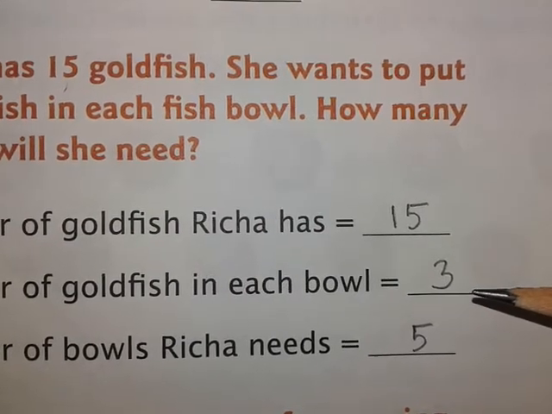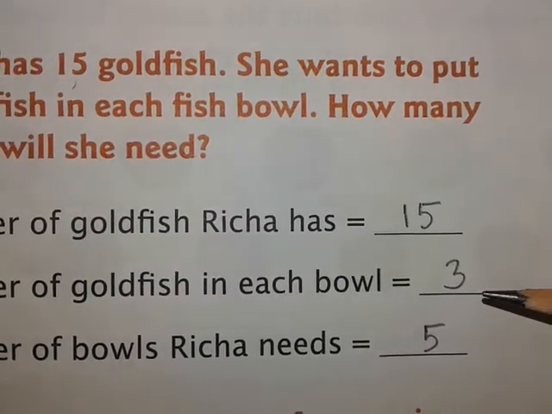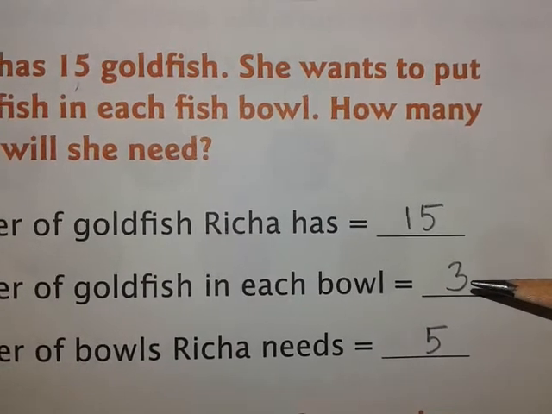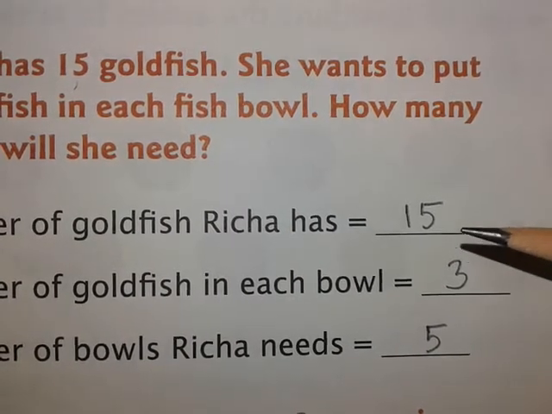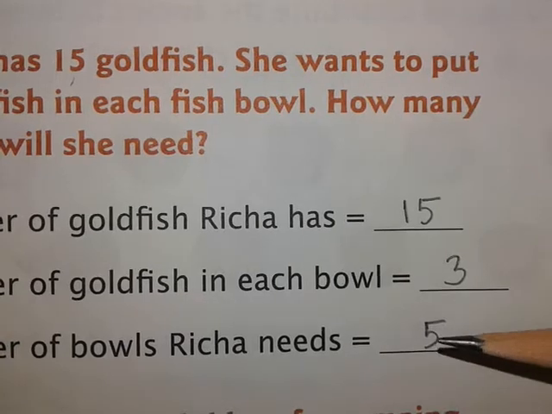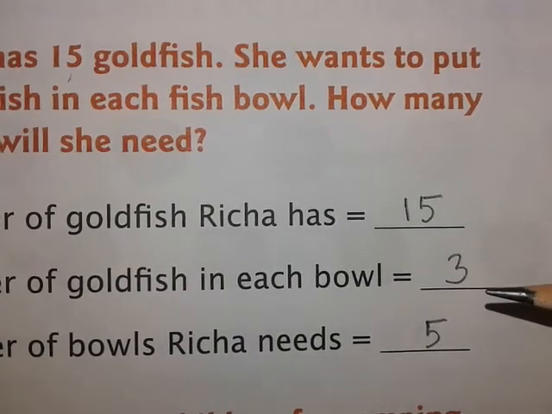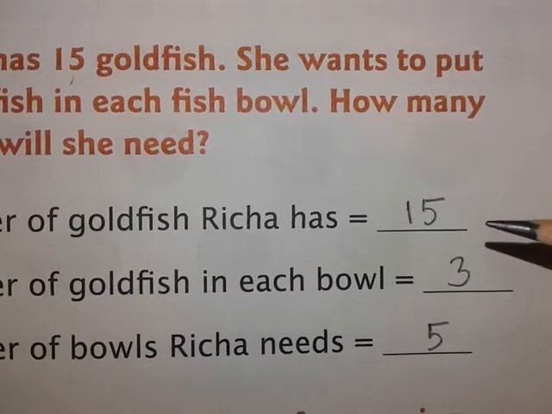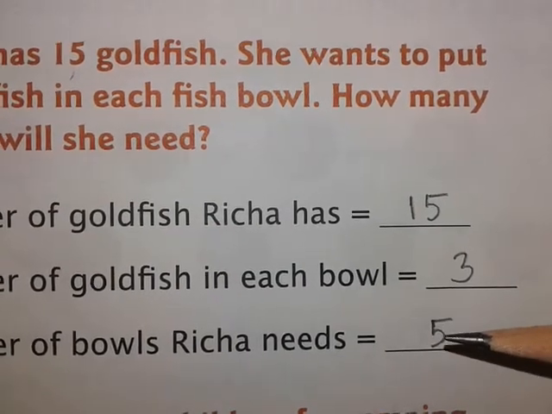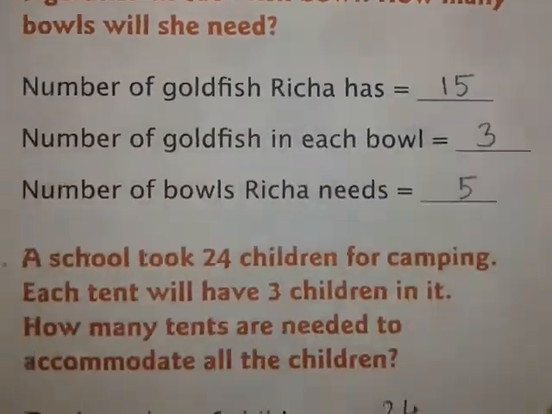Read the table of 3 in your mind. By reading the table you will find that 3 into 5 gives us 15. From here we got the answer 5. In the table of 3, when you read, you will find 3 fives are 15. From here we got the answer 5.